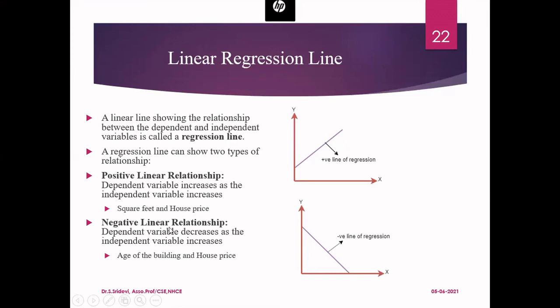And what is a negative linear relationship? Here you can see X is increasing, but the value of Y is decreasing. So this is called a negative linear relationship. Here the slope is a negative slope. The example for this particular case is the age of the building as the independent variable and house price as the dependent variable. When the age of the building is increasing, definitely there will be a depreciation in the price of the house. So this is an example of a negative linear relationship.